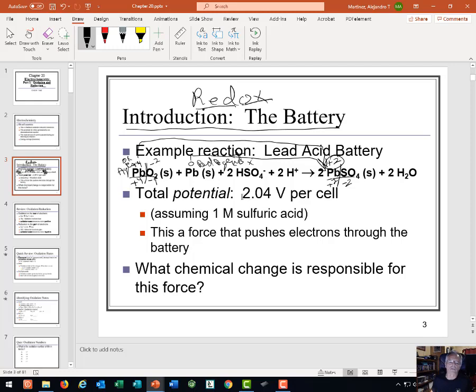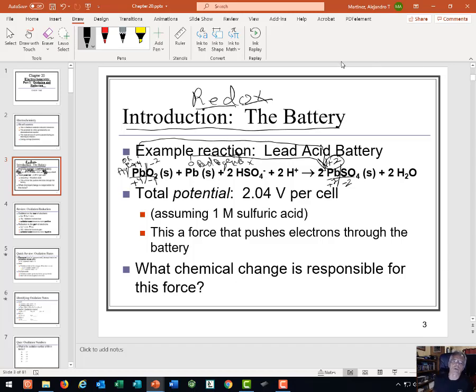The lead-acid battery produces about 2 volts per cell. There are 6 cells in a lead-acid battery, assuming that you have some electrolyte in there, which is the sulfuric acid. That allows the electrons to be passed from one species to the other. And so the voltage is what we call a force that pushes electrons through the battery. And we want to know what chemical change is responsible for this force.